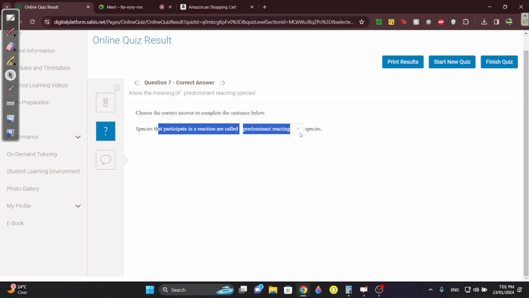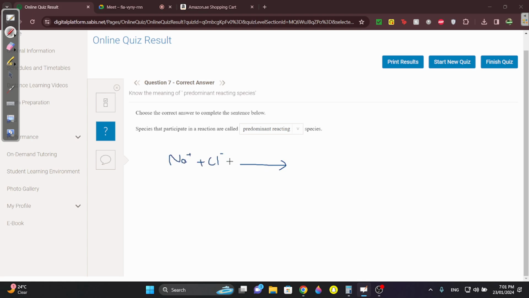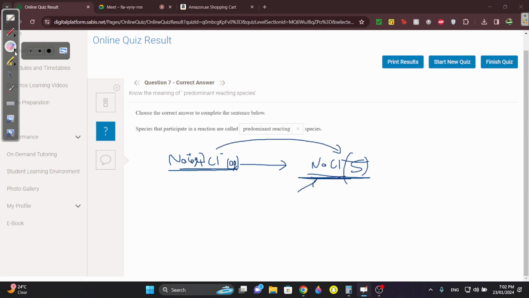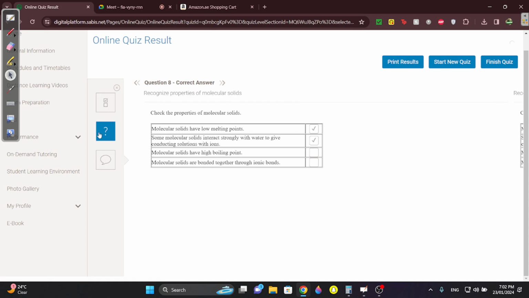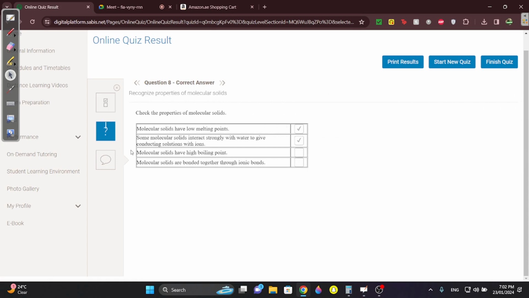Species that participate in a reaction are called the predominant species. Remember in the precipitation reactions, whenever I had, for example, Na plus and Cl minus, aqueous, and then it formed a solid NaCl here, this was the precipitate because it's a solid. I told you the predominant species are the ones taking part in producing this NaCl. So anything that participates in the reaction is a predominant species. If it doesn't take part in the reaction, we call it spectator ions. But you don't need that for this week.